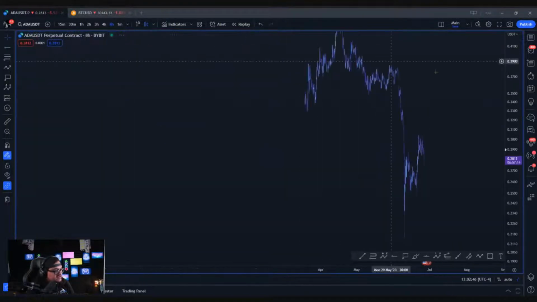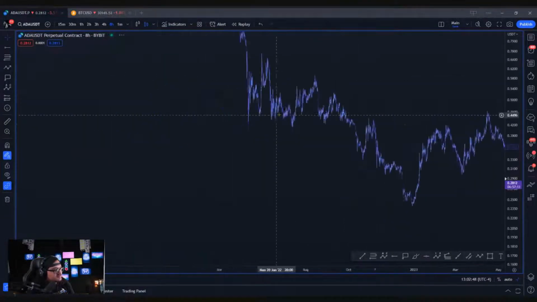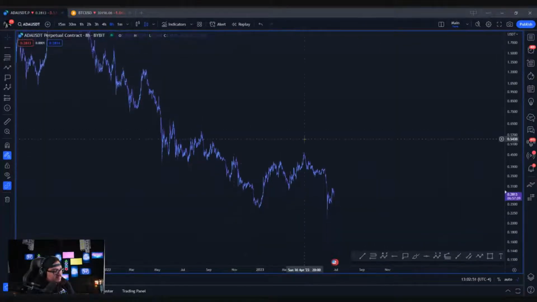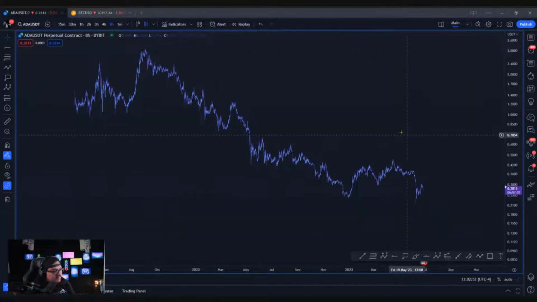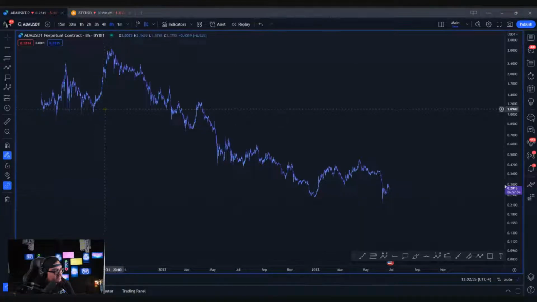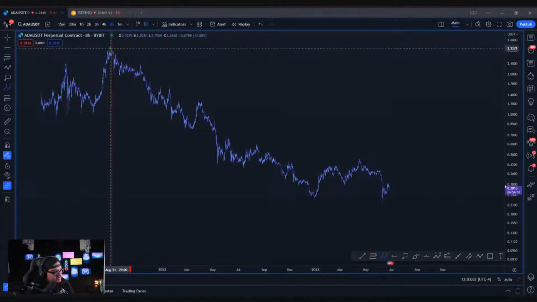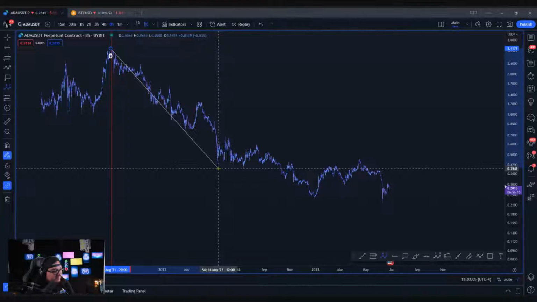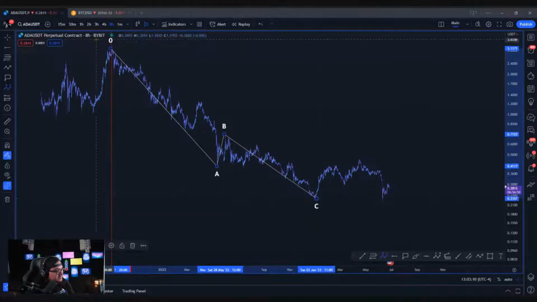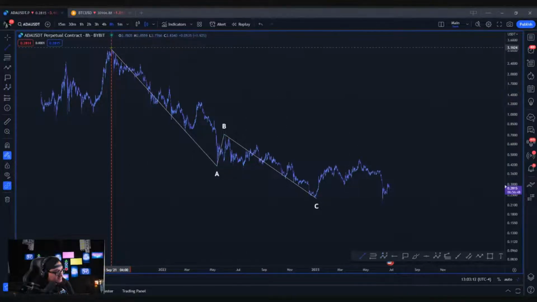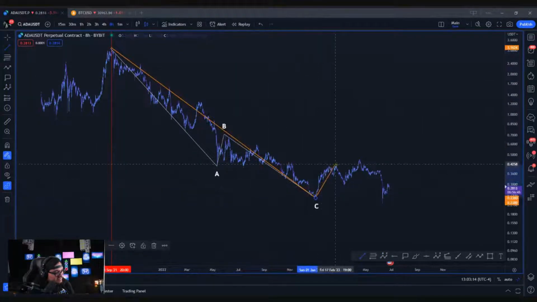All right, so for ADA, let's look at the macro first. So for me, based on ABCs and in my opinion, if we look at this entire downtrend starting from the beginning, we have a very nice set of ABCs here. It's not the cleanest setup, but to me, this is considered an ABC to an A, which is actually part of a larger A wave. We have a nice ABC for a B, and then a swift lower low to a C wave.